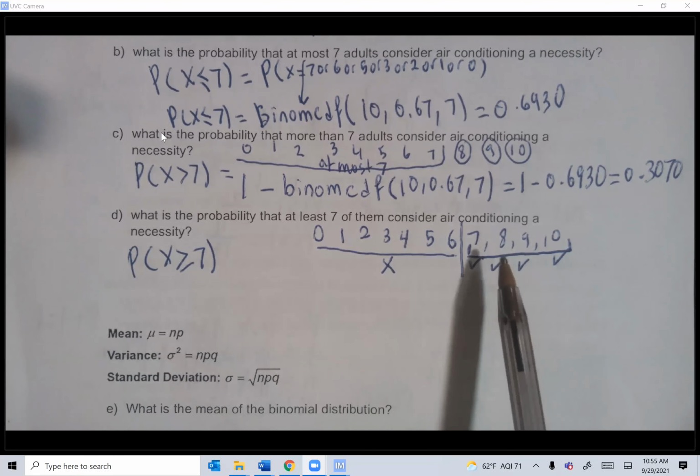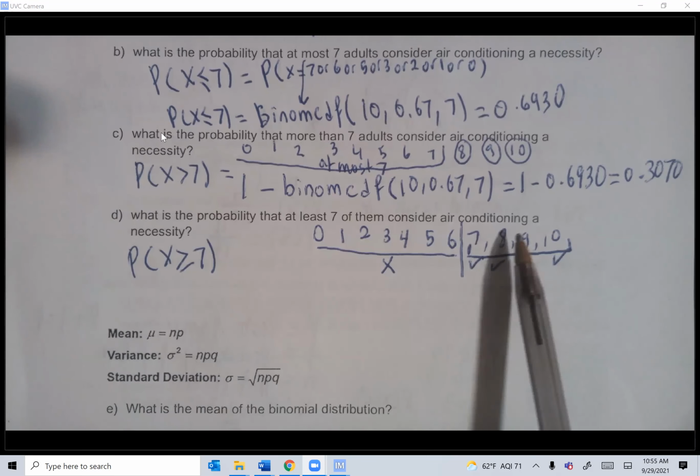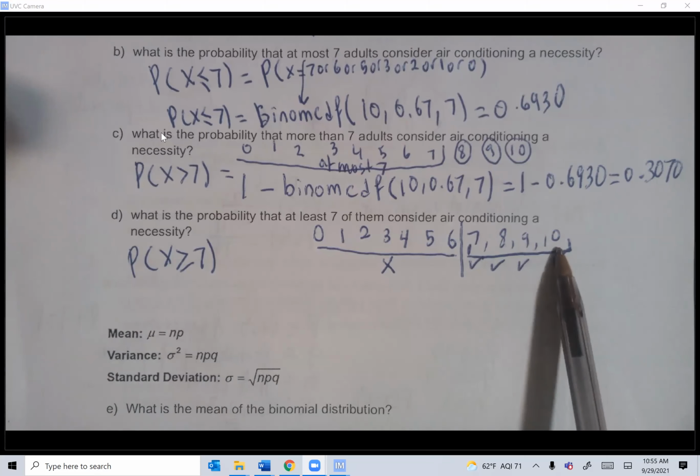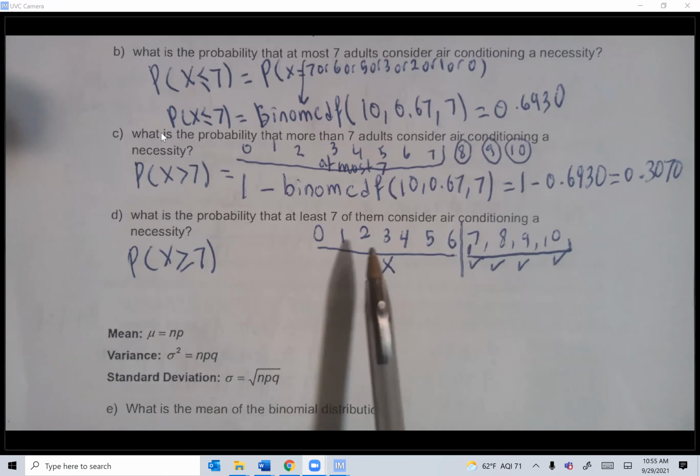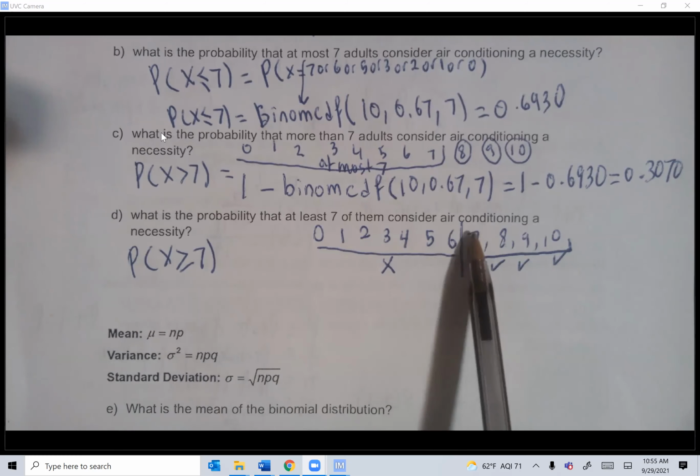So he's asking me for probability of x equals 7 plus probability of x equals 8 plus probability of x equals 9 plus probability of x equals 10. He's not asking me for this. But guys, I can find this. That's 6 or less. That's at most 6.